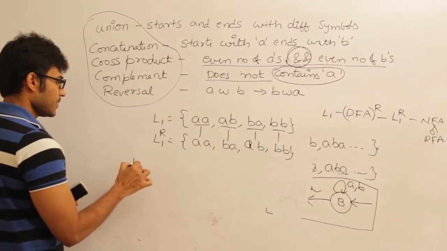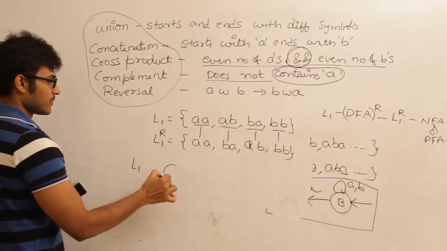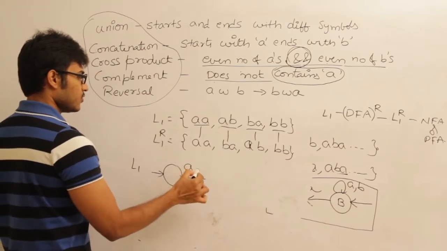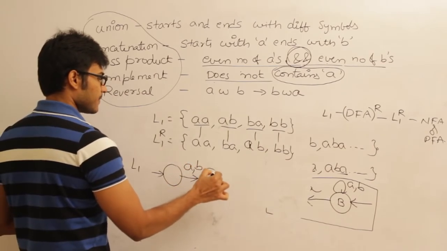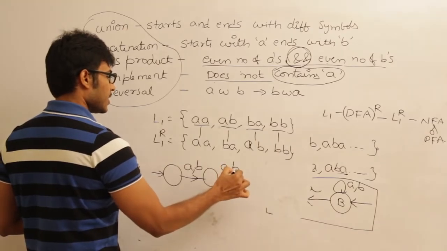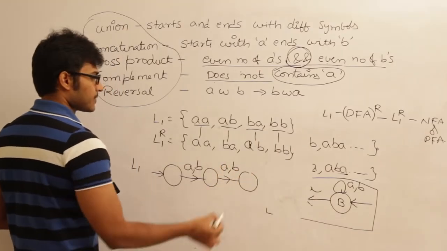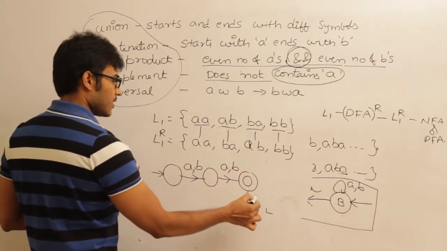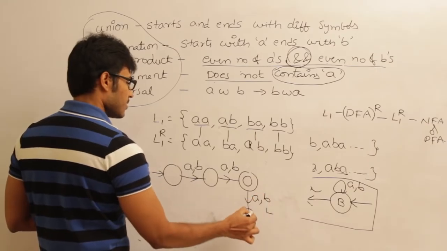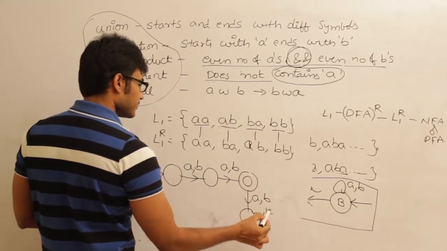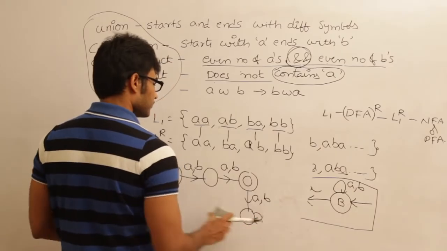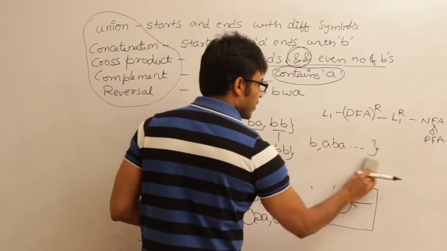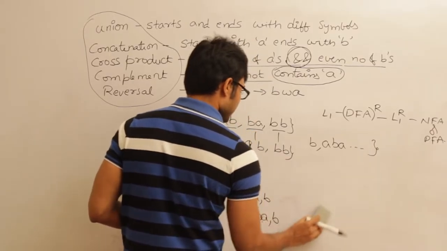Now let me draw the DFA for L1, the set of all strings of length exactly 2. A comma B, A comma B, and this is the final state. And if I get any A comma B after that, I am going to kill it. A comma B.